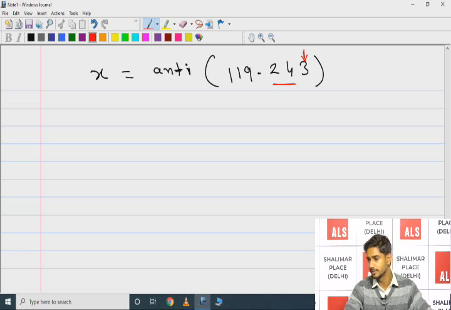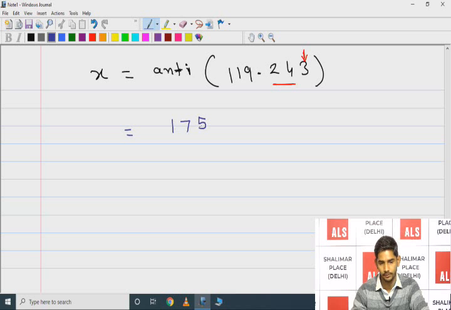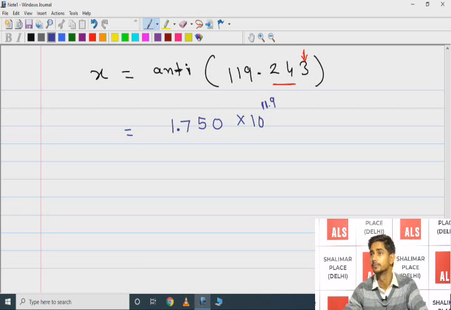Itanagar, are you getting this? Itanagar, what's your answer? So we are getting 1750. Okay. Again, what will I do? I'll put the decimal after the first digit, and the 119 will become the power of 10. Any doubt about it? Clear to everyone? Okay, very good.